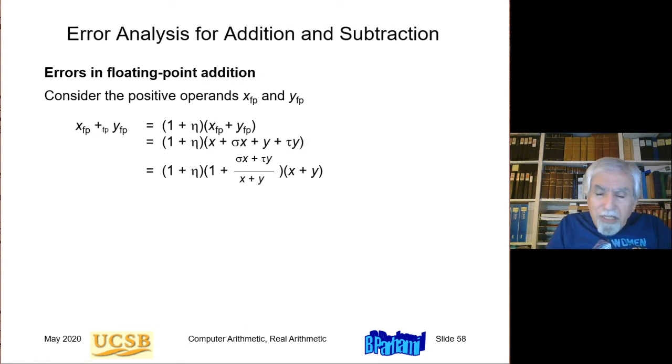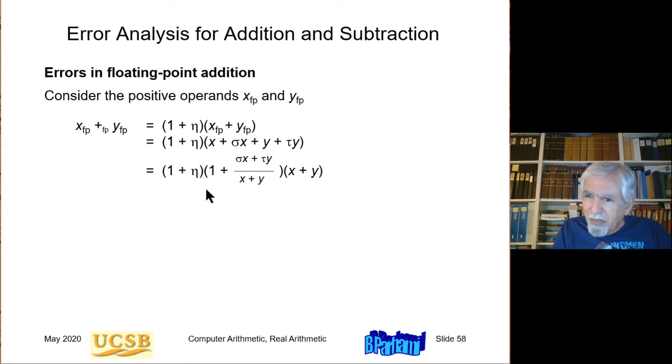Okay, now comes the interesting part. When we have addition, we do the same thing. So we add 2 floating point representations using the rules of floating point addition. Let's say x and y are both positive or have the same sign. Then this is the error in the addition process. Again, XFP itself is x plus sigma x. It has some error. YFP is y plus tau y.